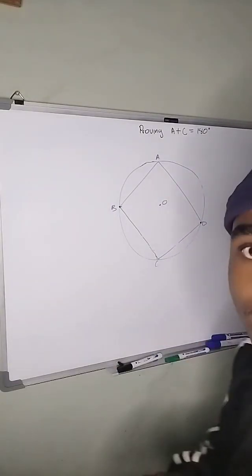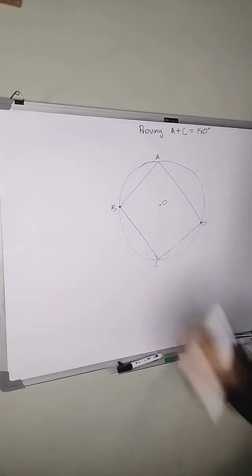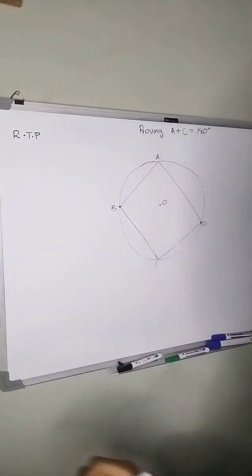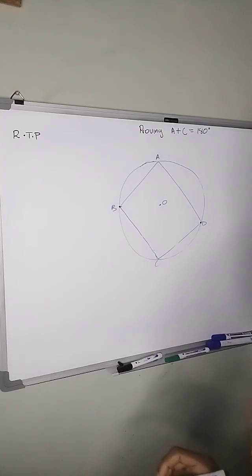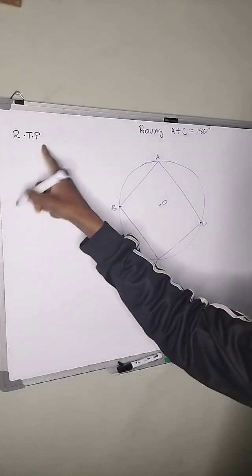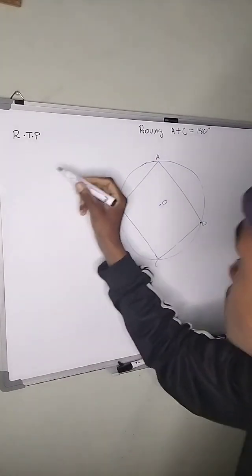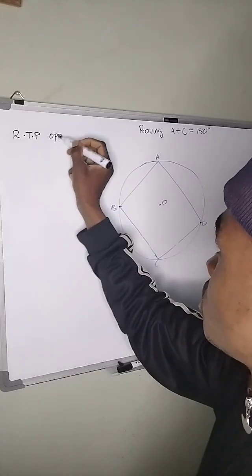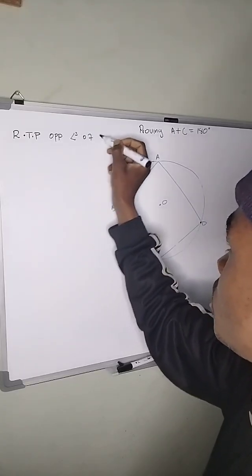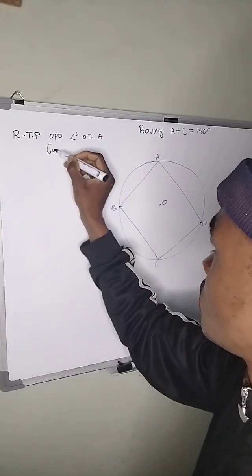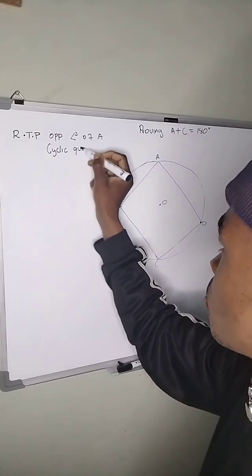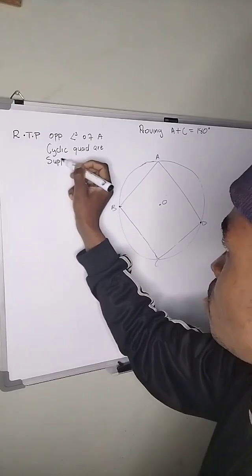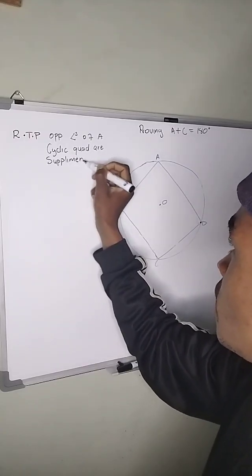So now what I'm going to do, I'm just going to say RTP. Required to prove that opposite angles of a cyclic quad are supplementary.